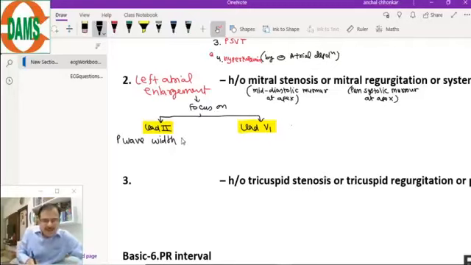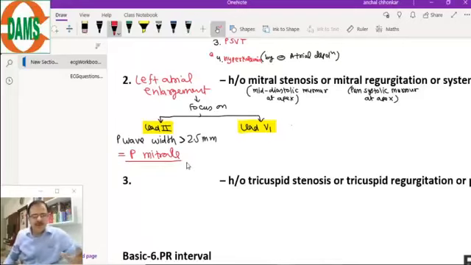So here the P wave width will be more than 2.5 mm. And how is it changing? It is changing usually because of mitral valve pathologies. Therefore, a P wave width of more than 2.5 mm is known by a sign called P mitral. The normal width was 2.5 mm, so it will become more than 2.5, and this is known as the P mitral.